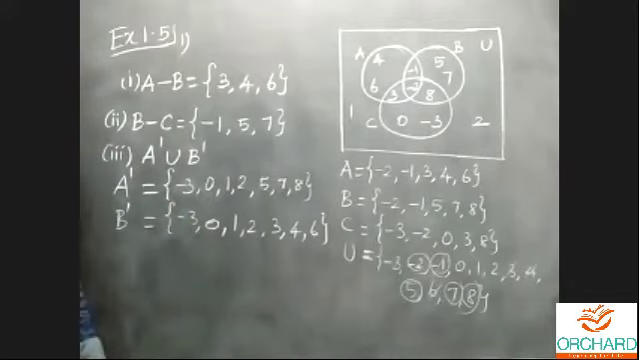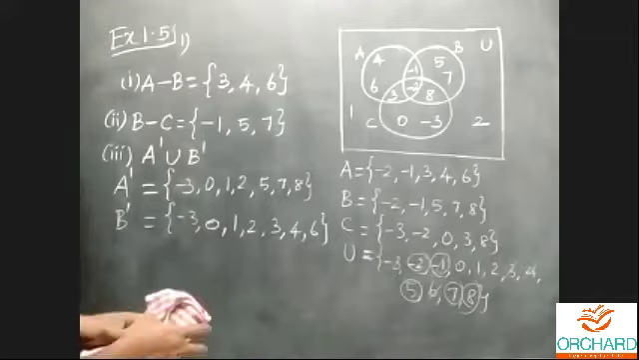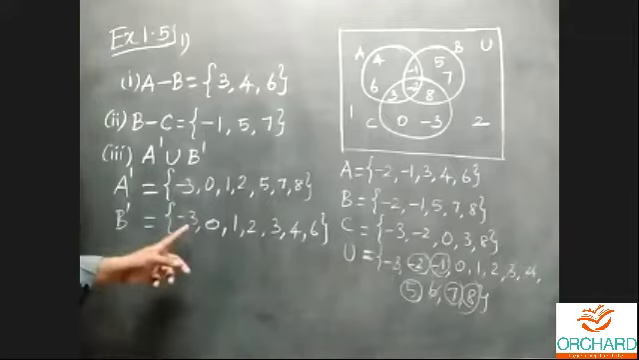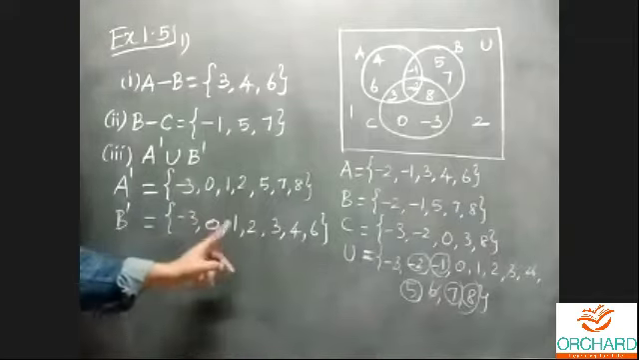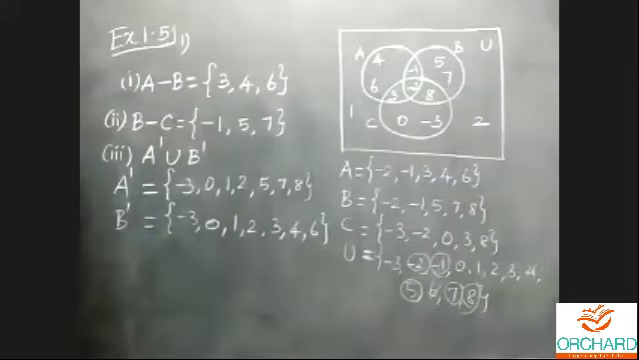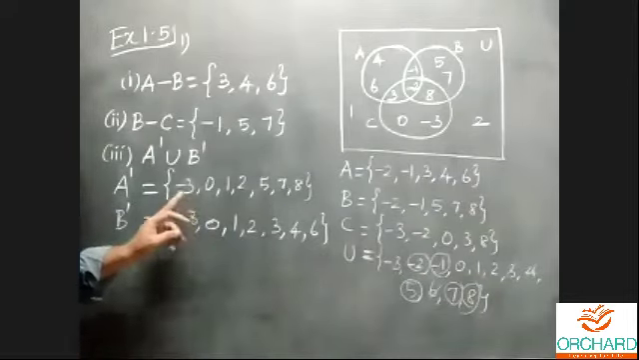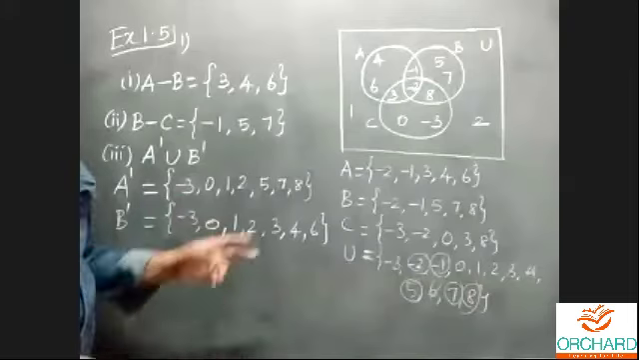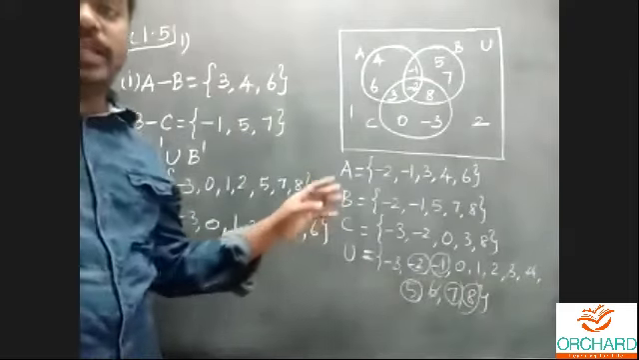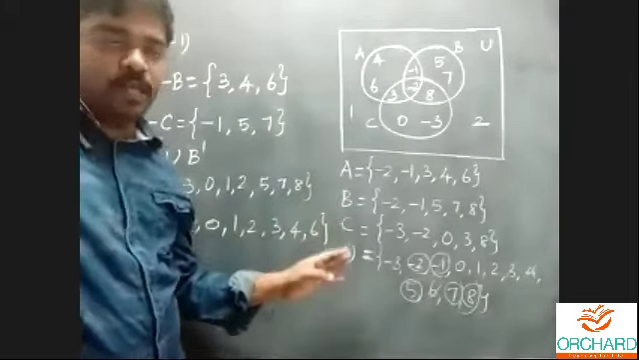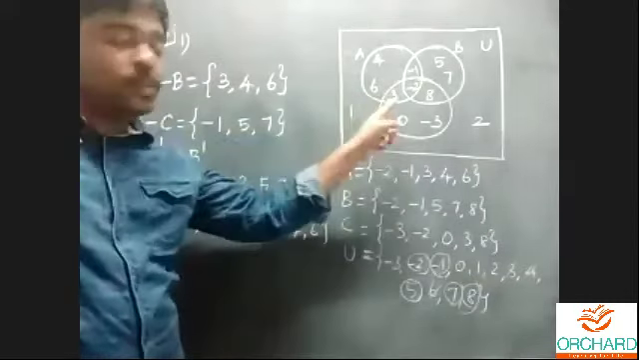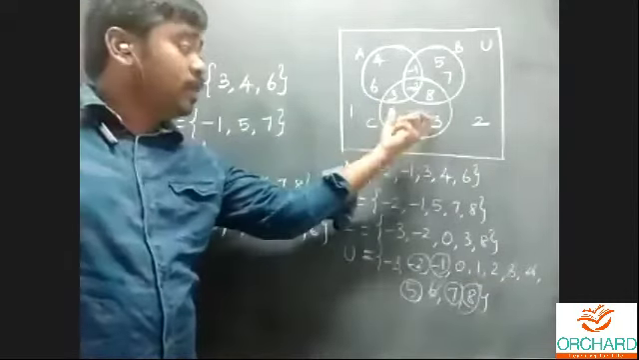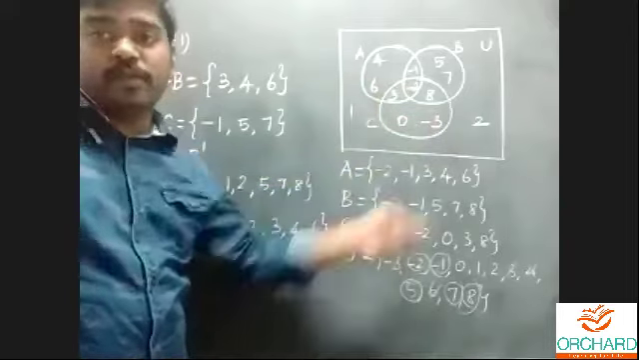Next for B dash: -3 and 0, 1, 2, 3, 4, 6. That is correct. How do we observe A dash and B dash in the diagram? It's very simple. You can easily refer to the diagram. Except A, but don't look at set C, only these two elements. Then look at everything.